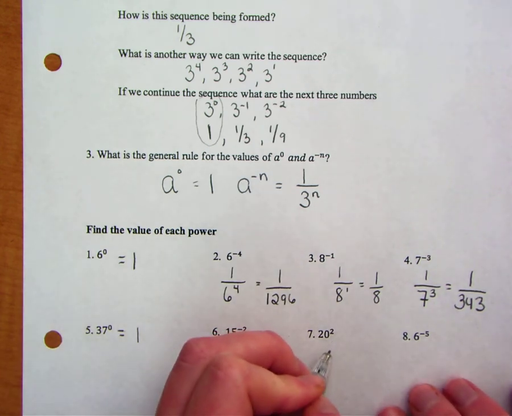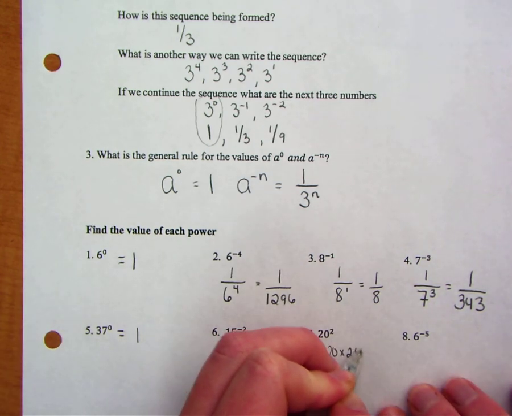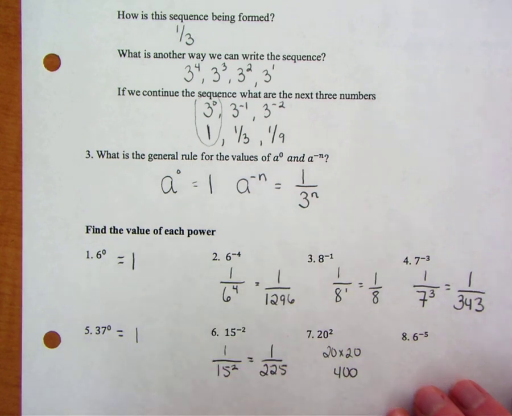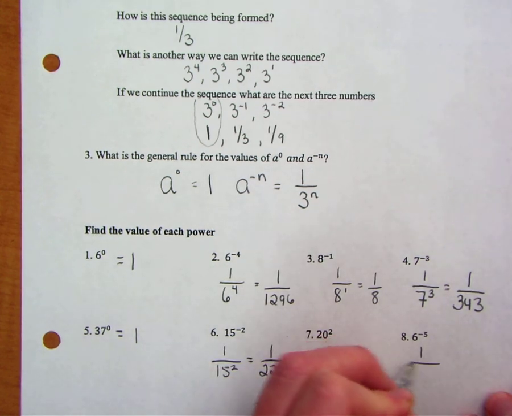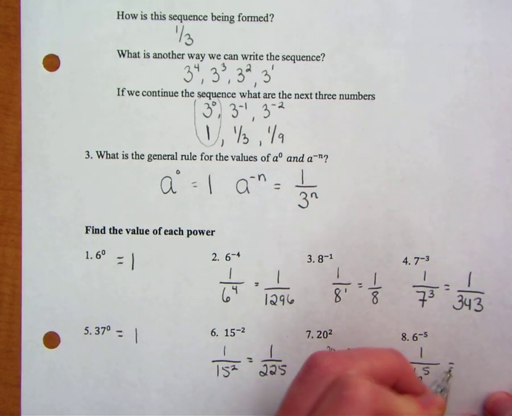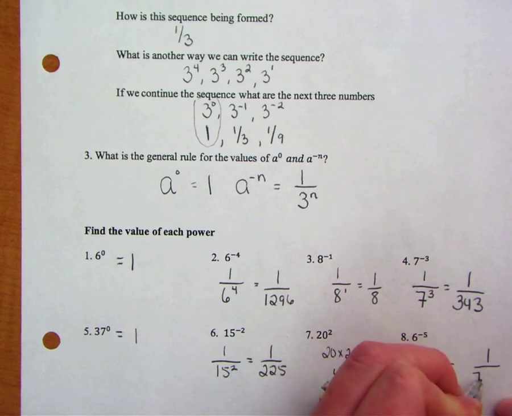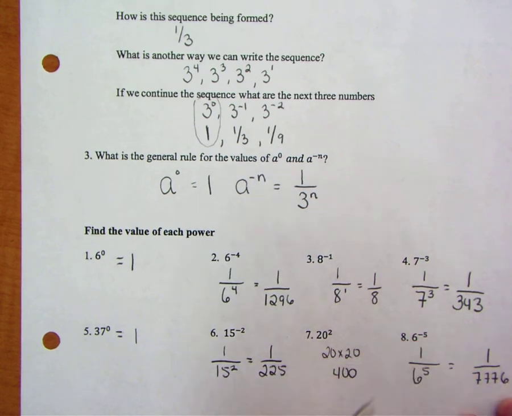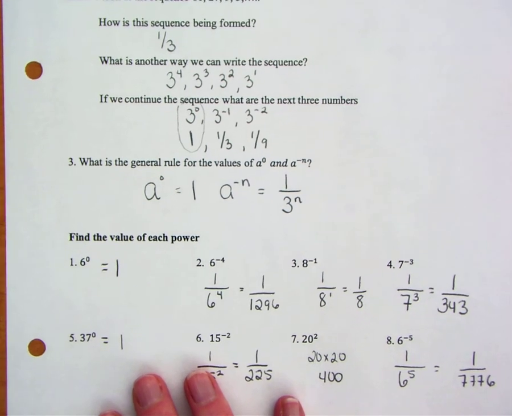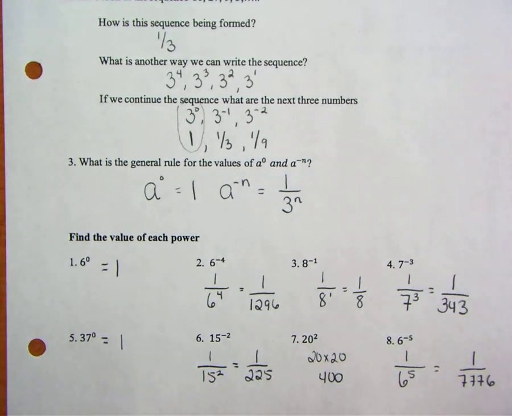20 to the 2nd power is just 20 times 20, or 400. And the 6 to the -5 is equivalent to 1 over 6 to the 5th, which is 1 over 7,776. So that is the rules for if you have any exponent raised to a 0 or to a negative exponent.